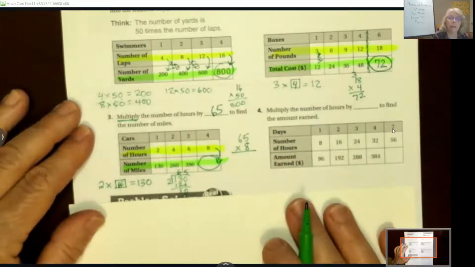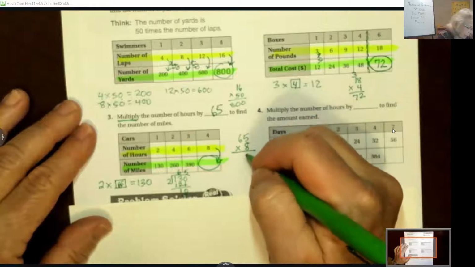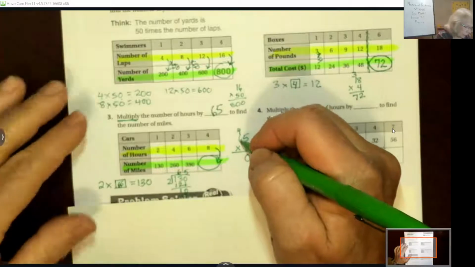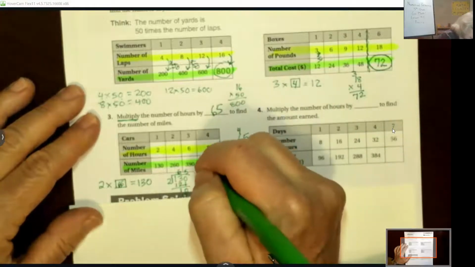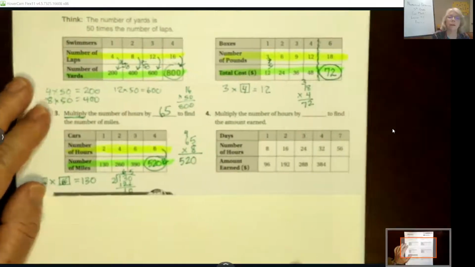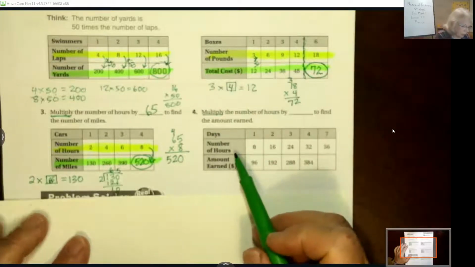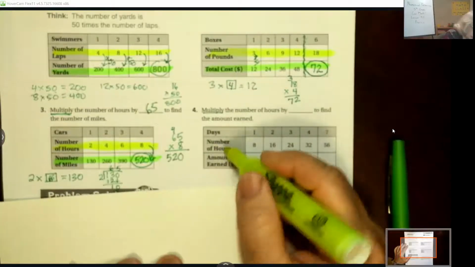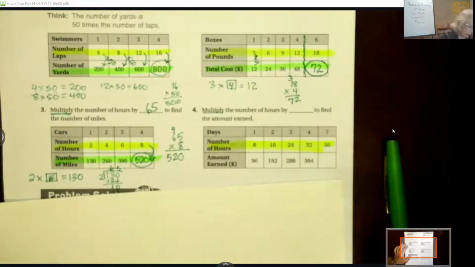You could use the box method if you wanted, or you can do it the long way. So 8 times 65, 8 times 5 is 40, carry the 4. 8 times 6 is 48, plus 4 is 52. So we get 520 in this box. Okay, going on to number 4. It says multiply, then a big hint, the number of hours by some unknown number to find the amount earned. So we're looking at the number of hours by the amount earned.